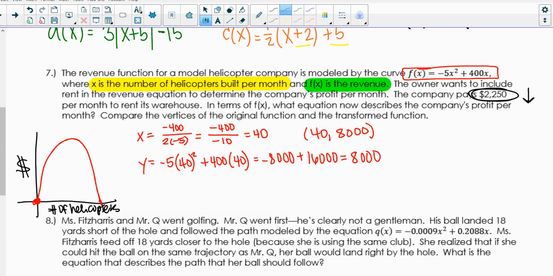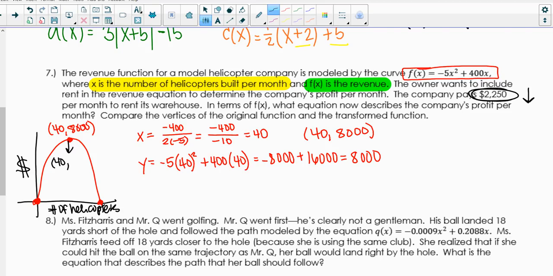All right, so this is our graph. And we know that this is the point (40, 8,000). So this is saying right now that when 40 helicopters are built per month, the revenue is $8,000. However, he wants to take that and he wants to apply the fact that actually I'm not making $8,000. I need to bring that revenue down. I'm still making 40 helicopters a month.